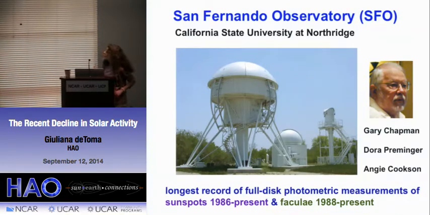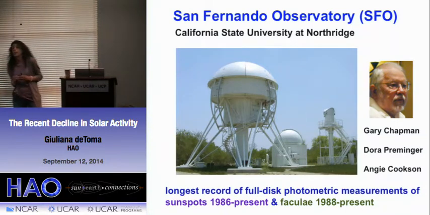This is my friend Gary Chapman at San Fernando Observatory. It's a small observatory run by the California State University of Northridge. And they have the longest record of measures of sunspot impact, going back to the 1980s. Does that mean you have to be careful with experimenting with TSI? Yes, we do.